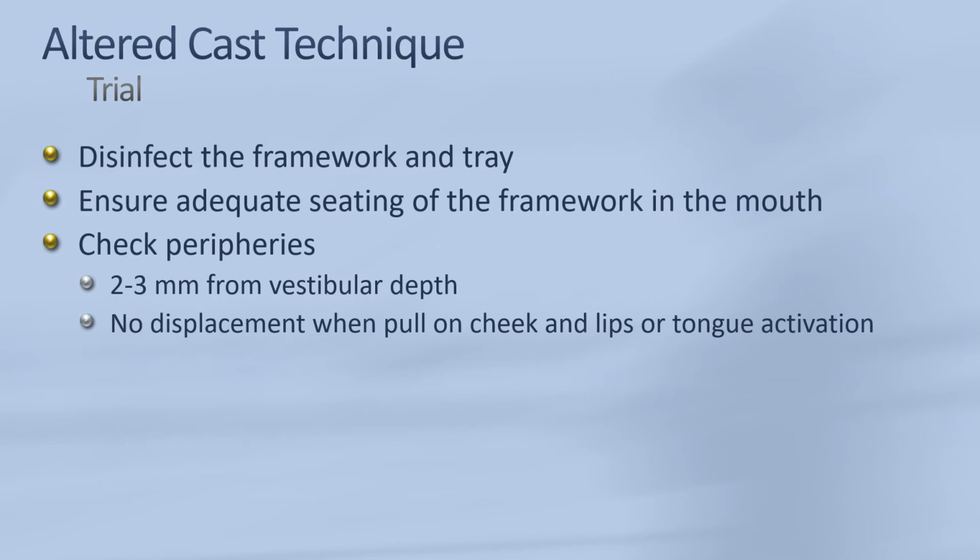We want to make sure that we have about 2 to 3 millimeters of space between the tray and the bottom of the vestibule. This is to ensure we have good space to be able to border mold the tray. Remember that the compound material that we're using to border molding is only good in a thick layer. If it's too thin, the material will push the tissues away. And therefore we need to ensure we have that 2 to 3 millimeters to ensure we can make an adequate, accurate border molding.